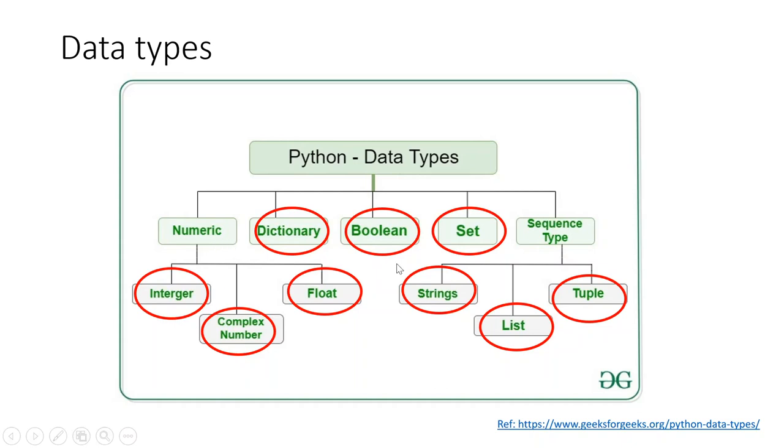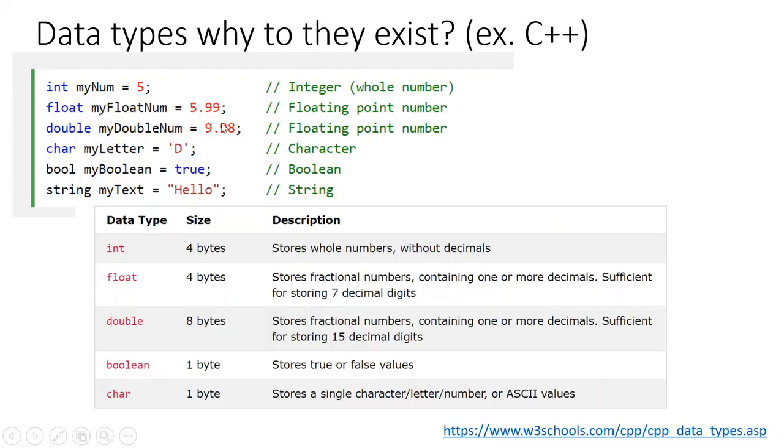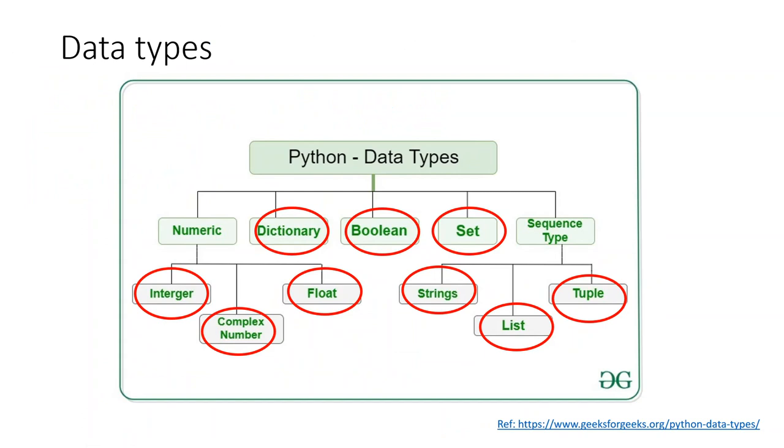It's classified into a couple of data types. One is numeric data type. It can be an integer such as age, a complex number such as that we use in mathematics. A float is nothing but like this. For example, pi, value of pi is a float. 3.14 is a float.